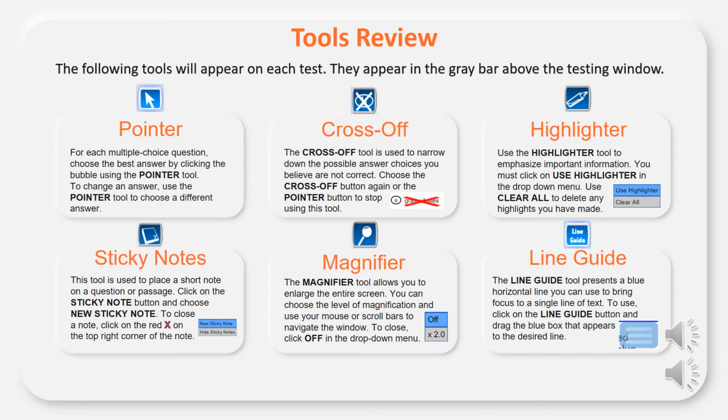Magnifier. The magnifier tool allows you to enlarge the entire screen. You can choose the level of magnification and use your mouse or scroll bars to navigate the window. To close, click Off in the drop-down menu. Line Guide. The Line Guide tool presents a blue horizontal line you can use to bring focus to a single line of text. To use, click on the Line Guide button and drag the blue box that appears to the desired line.